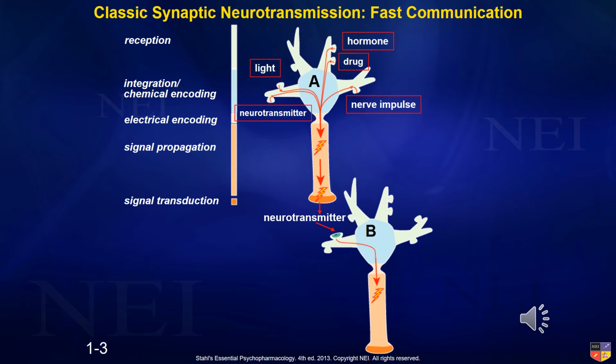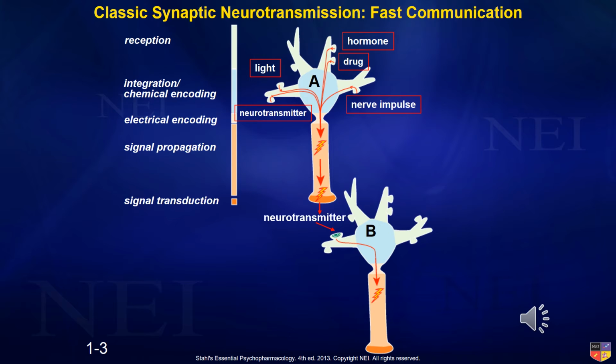This is where we see it starting to come together now, the classic way of synaptic neurotransmission or fast communication. So at the top, we have the dendrites, and the dendrites have already received some type of transmission. So there is a reception, you see over in the left-hand column. There has been the reception of some type of message, whether it be on the right-hand side a hormone or a drug or a light or a neurotransmitter or a nerve impulse. Any of these can be received and activate.